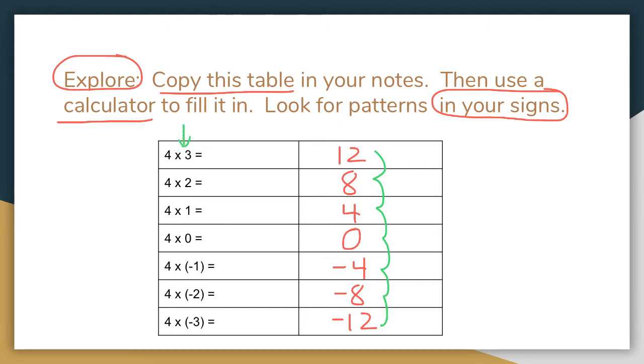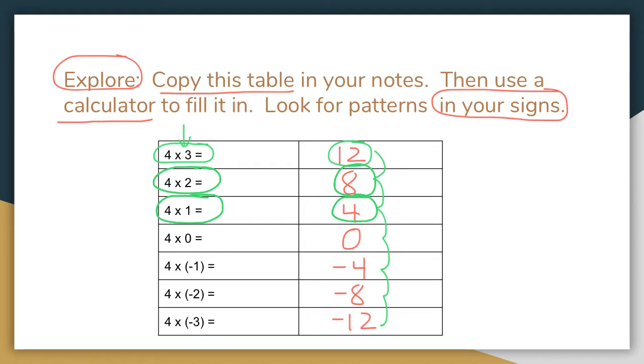What I really wanted you to do was look at the signs of your answers. So for example, I have 2 positive numbers and my answer was positive. Then I had 2 more positive numbers and my answer was also positive. 2 more positive numbers and my answer was positive.